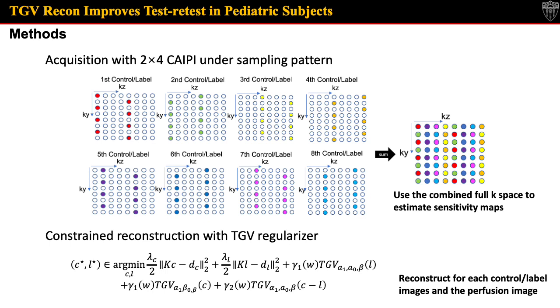For the image reconstruction, we use the constrained method with a TGV regularizer. From this equation, you can see that it regularizes both control and label images, as well as the perfusion image, which is denoted by C-L in the last term. After this reconstruction, we can get all 8 control and label images, as well as the denoised perfusion image.